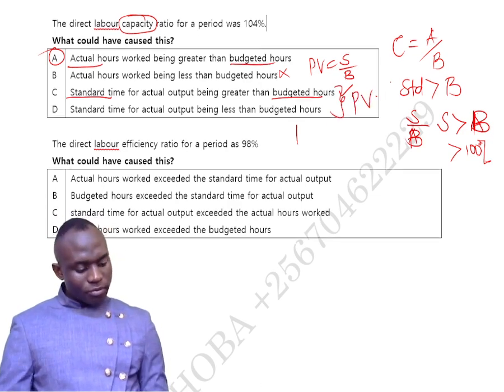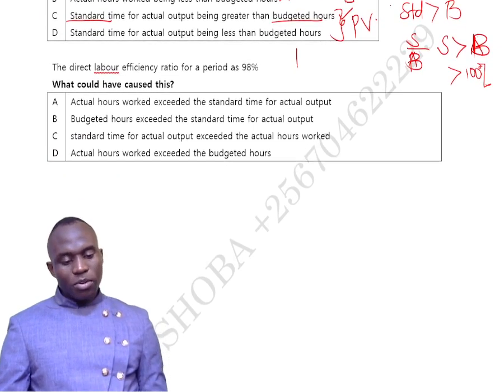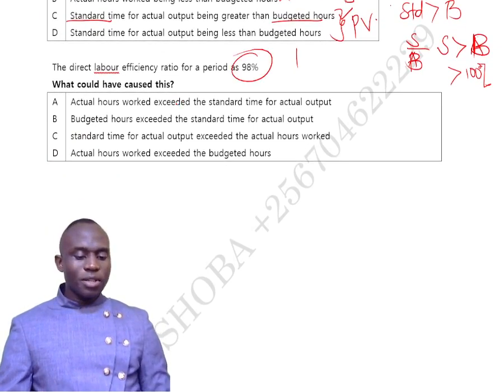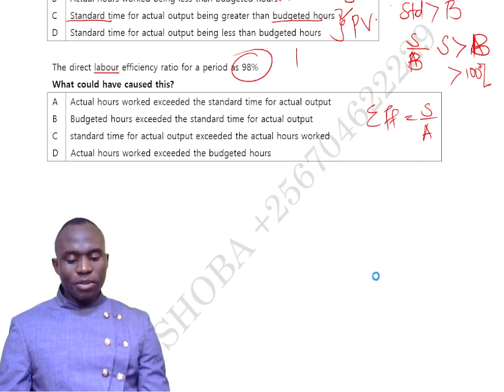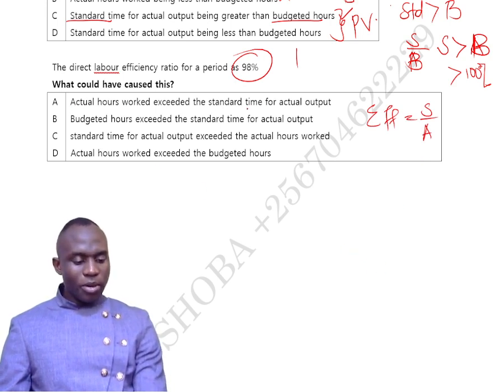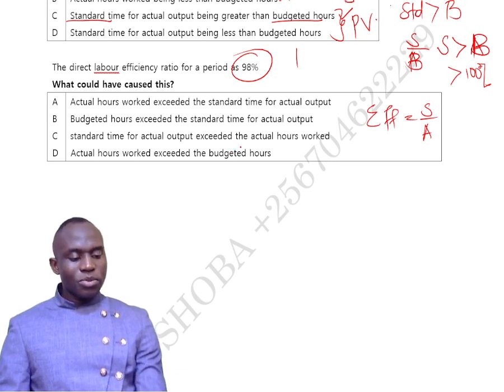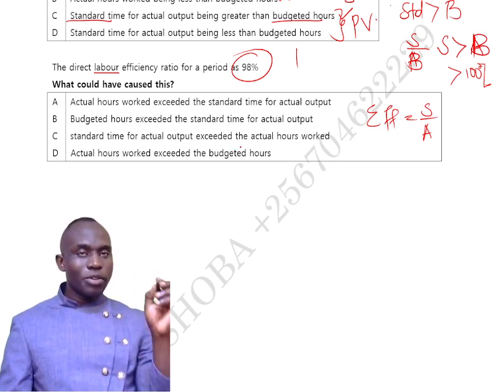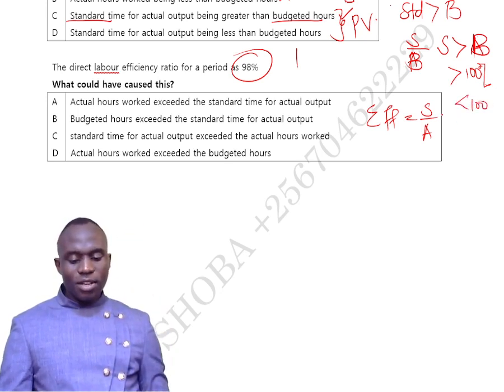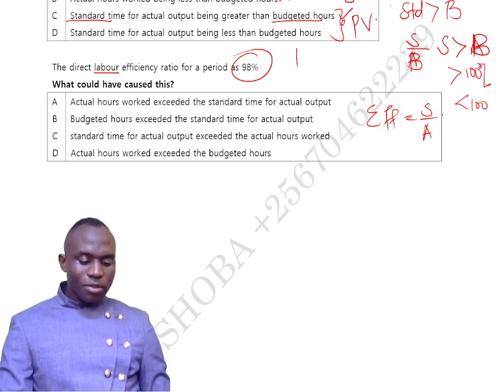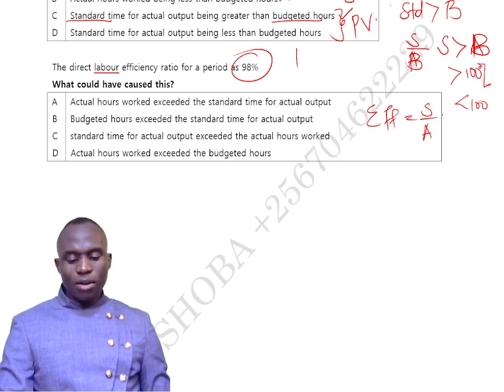Then the next one. So what could have caused the efficiency to be 98%? Efficiency is simply standard hours divided by actual hours. So you see when actual is more than standard, the ratio would be less than 100. When the upper figure is less, it is less. Then budgeted hours, no, this can't be the answer because efficiency does not have budgeted in the formula.